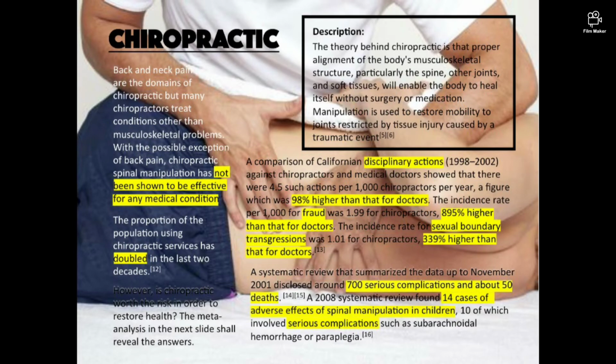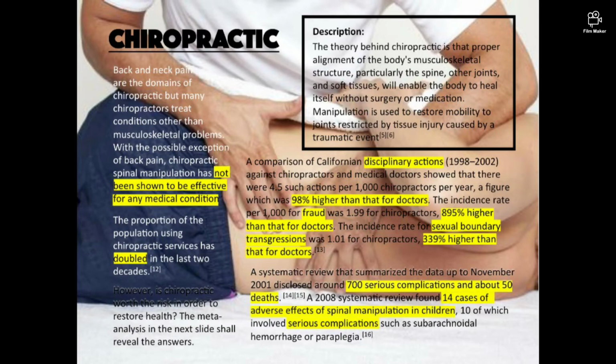From the year 1982 to 2002, the proportion of the population using chiropractic services has doubled in North America. With no doubt, the amount of people that use chiropractic services will continue to increase as the population grows.